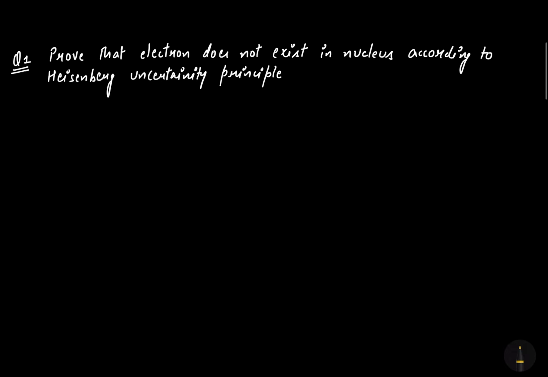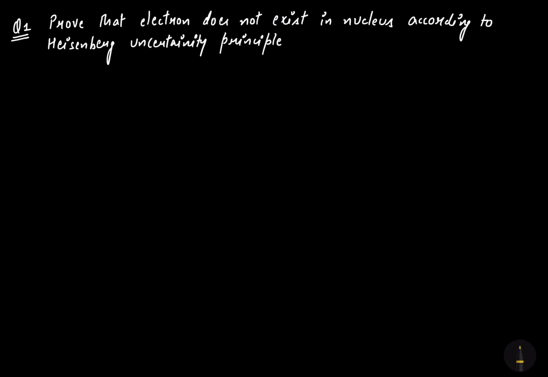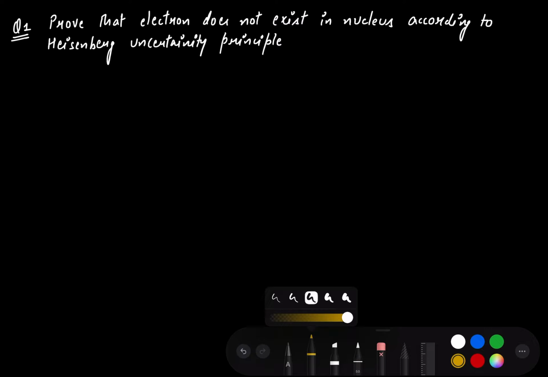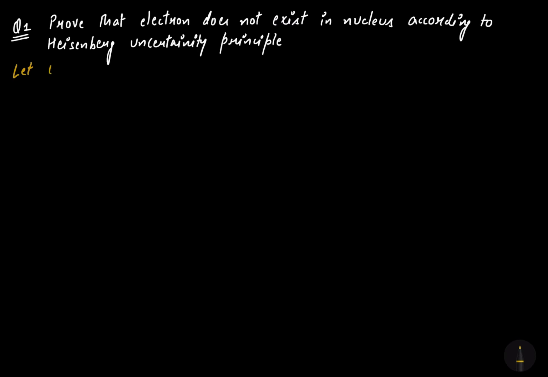Now let's see what the first numerical is asking. Prove that electron does not exist in the nucleus according to Heisenberg uncertainty principle. For solving this numerical, let us firstly assume that electron is present in the nucleus.